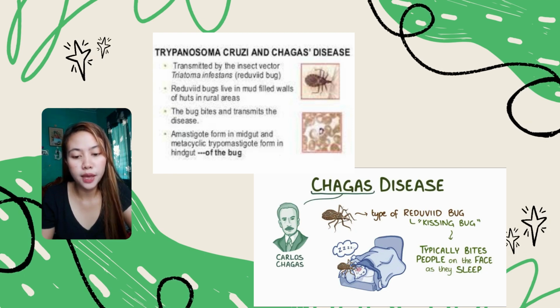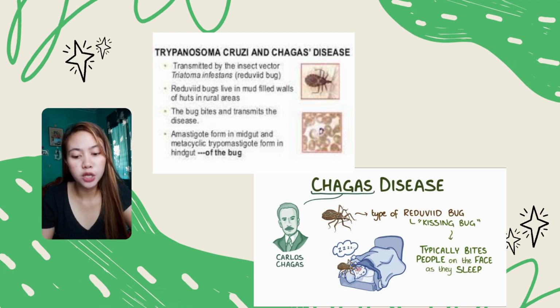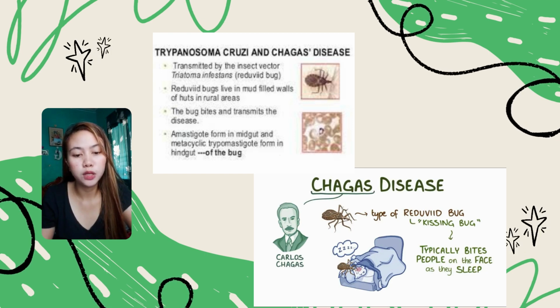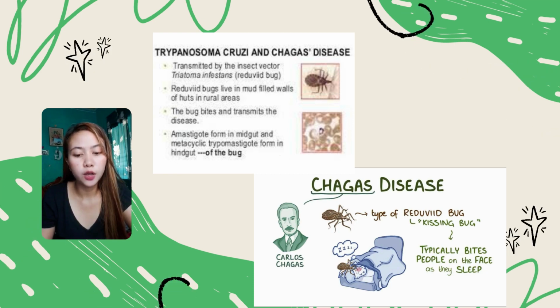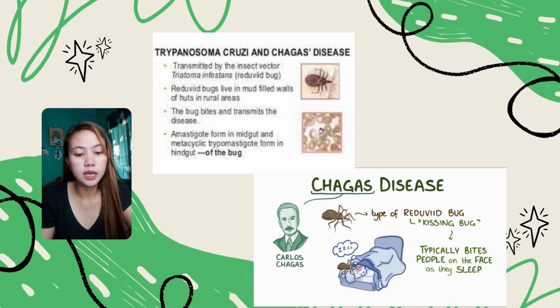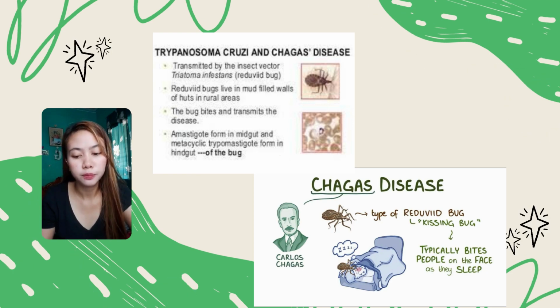Trypanosoma brucei gambiense and T. brucei rhodesiense. These two species are similar in morphology and life cycle. The vector is the tsetse fly, or Glossina, and the reservoir is humans for T. b. gambiense, while the reservoir of T. b. rhodesiense is domestic and wild animals, especially cattle.